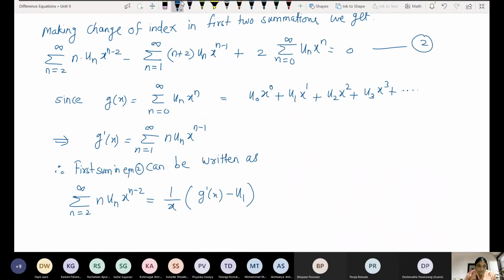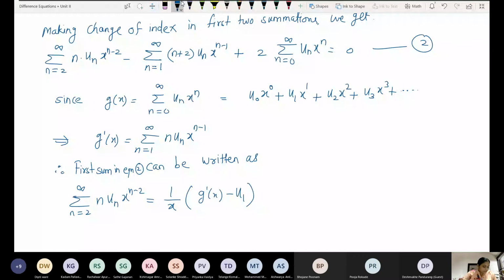1 by x, if I divide by 1 by x, what will be here? n un x raised to n minus 2, right? Can you see this? What is 1 by x g dash of x minus u1? It is nothing but this term, the first sum in equation 2.